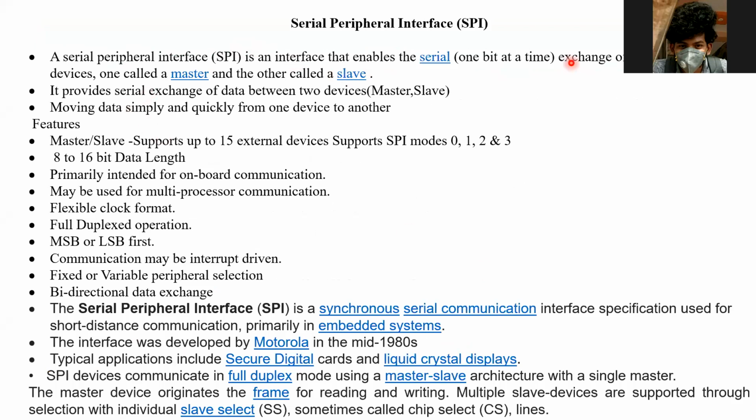So SPI is also a serial communication protocol. It will transfer 1 bit at a time. And the communication is between one master and another slave. So this will exchange the data according to the master-slave concept. Are you clear? Then moving the data simply and quickly from one device to another. It is very easy.